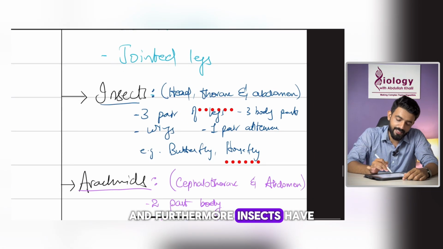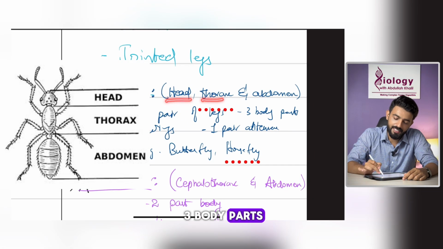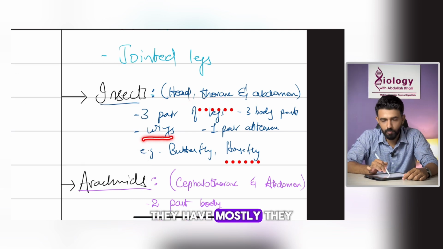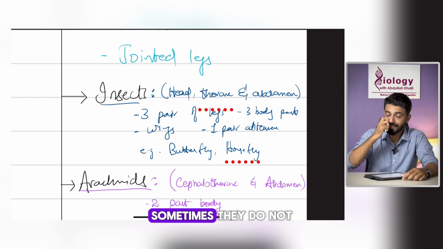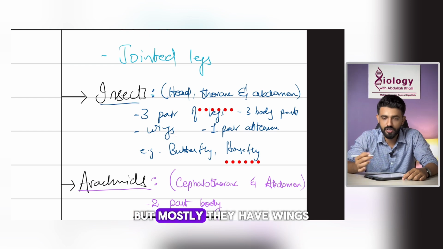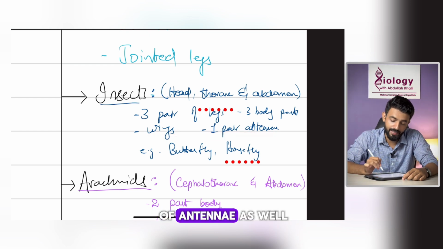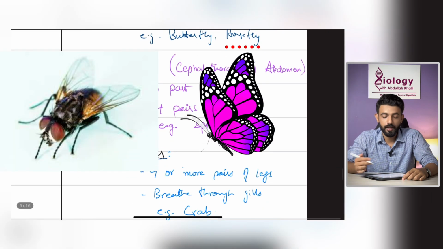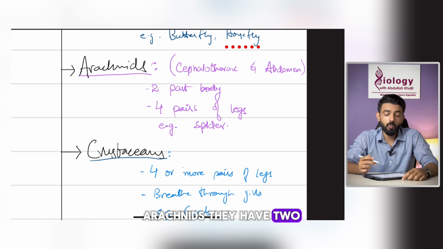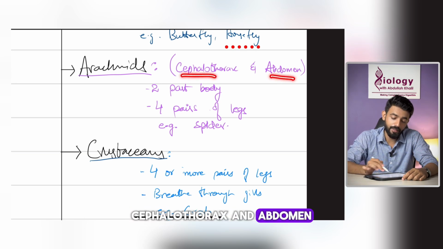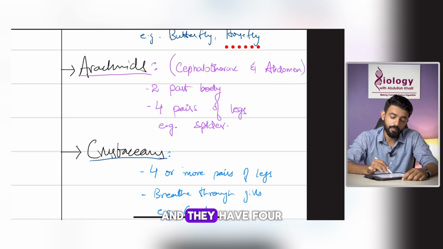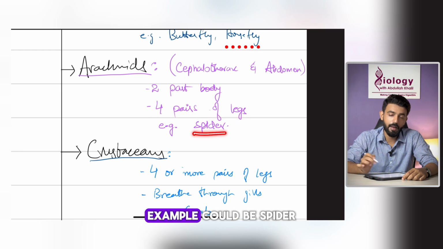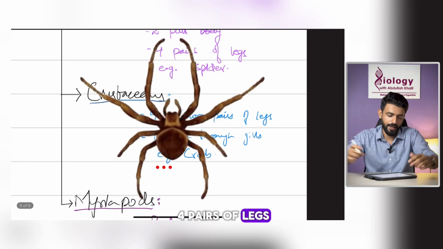And furthermore, insects have 3 body parts: head, thorax, and abdomen. Mostly they have wings as well. Sometimes they do not have wings, but mostly they have wings. They have a pair of antennae as well. Example could be butterfly, housefly, etc. Arachnids, they have 2 body parts: cephalothorax and abdomen. They have 2 body parts and they have 4 pairs of legs. Example could be spider, 4 pairs of legs.